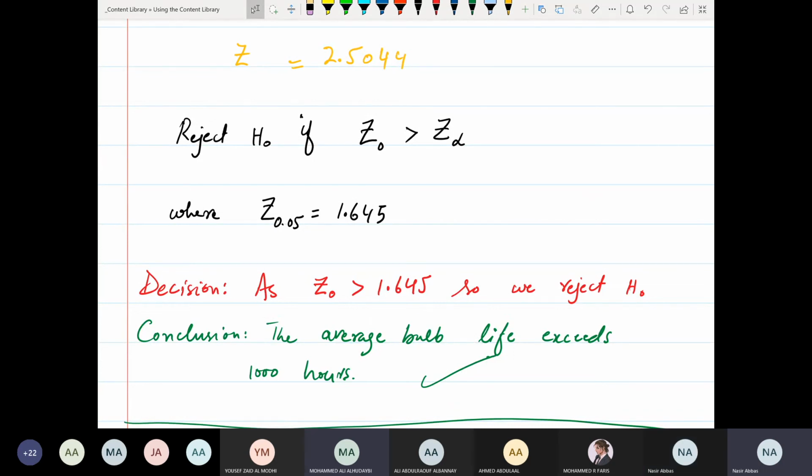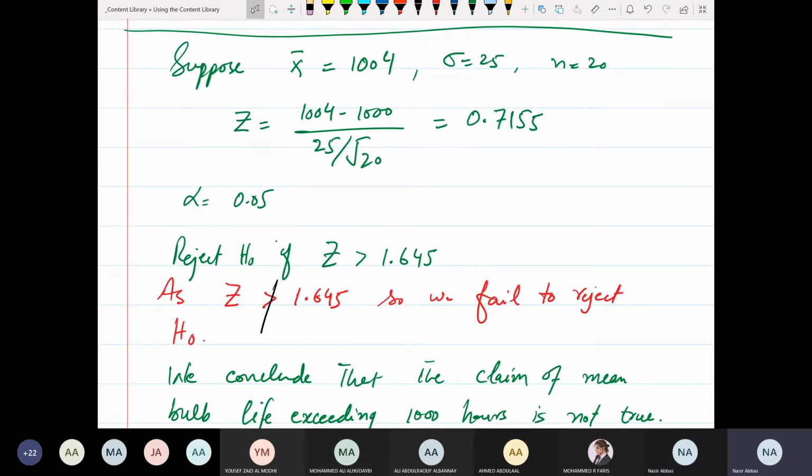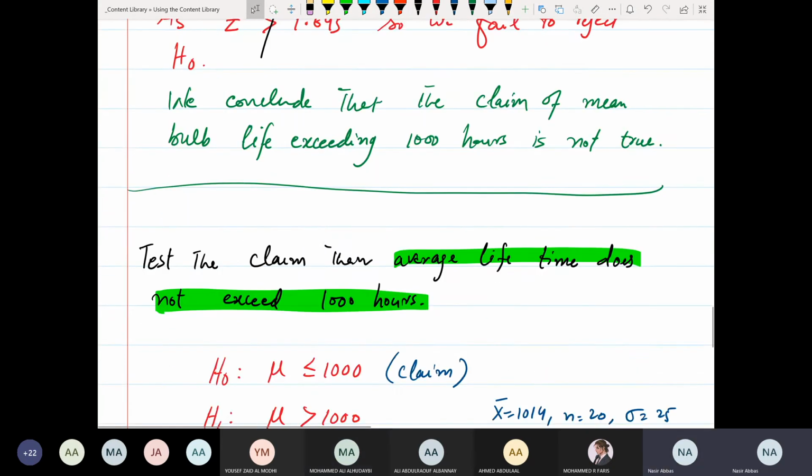What if H0 was not rejected? Here is the case where I was unable to reject H0. If it is not rejected, I will go with H0. I will say my H0 is true. Then I will conclude according to whether my H0 is the claim or H1 is the claim. The conclusion will depend upon which one is the claim. Okay, I got it. Let's do one more example.